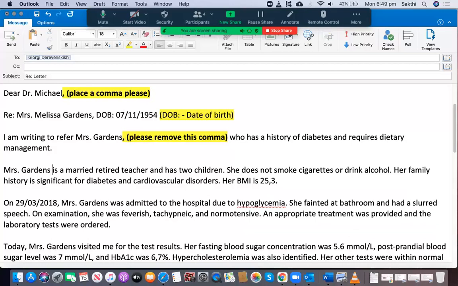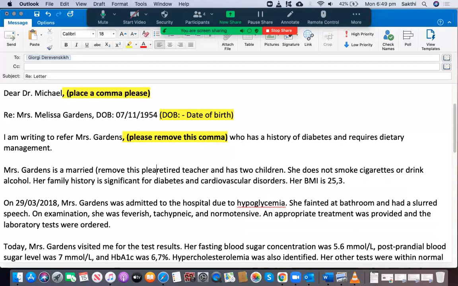Mrs. Gordons is a married retired teacher and has two children. Okay, so married retired teacher. I think it's not needed. You don't need to use married here. This could have been removed. Remove this, please. If it doesn't make any difference, or doesn't add any value to your writing, you can remove this. Okay, she is Mrs. Gordons. She is a retired teacher and has two children. That's good.